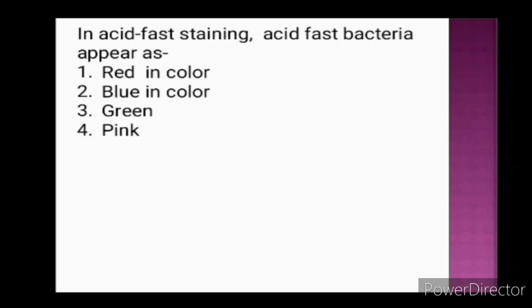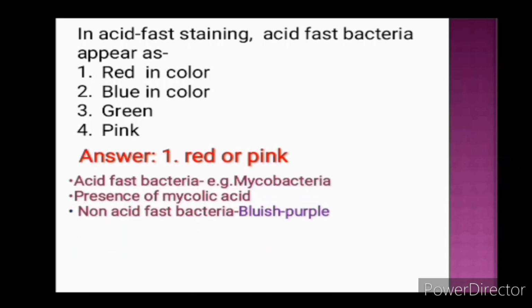Next question. In acid-fast staining, the acid-fast bacteria appear as option 1 red in color, option 2 blue in color, option 3 green color, option 4 pink color. And the correct answer is option 1, that is red, or it may appear as pink in color. An acid-fast bacteria example is mycobacteria. Acid-fast bacteria are known as acid-fast due to the presence of mycolic acid, whereas non-acid-fast bacteria appear as bluish purple after acid-fast staining.